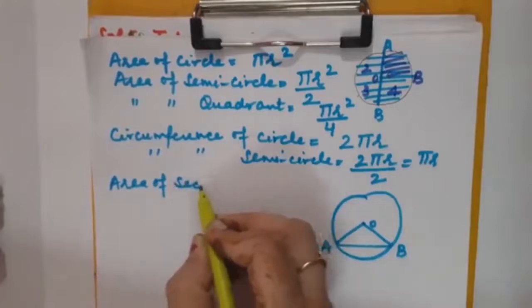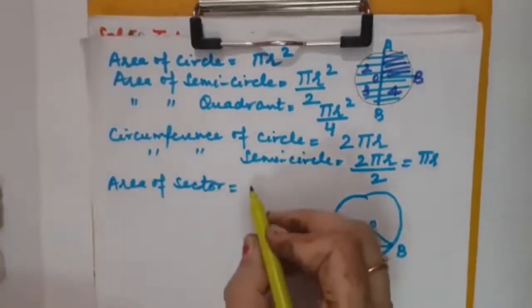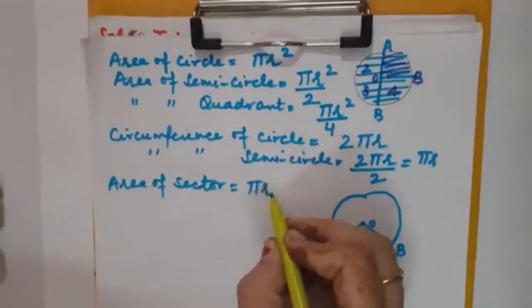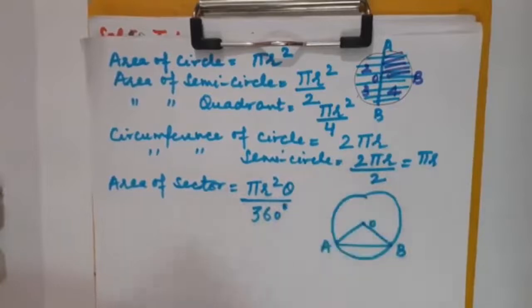Now children, let us understand the new concept, how to calculate area of sector. This is a new thing for you to learn. So let me tell you what is the formula of area of sector. This is pi r square theta upon 360 degrees.